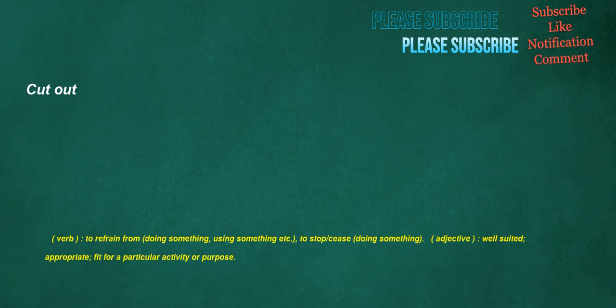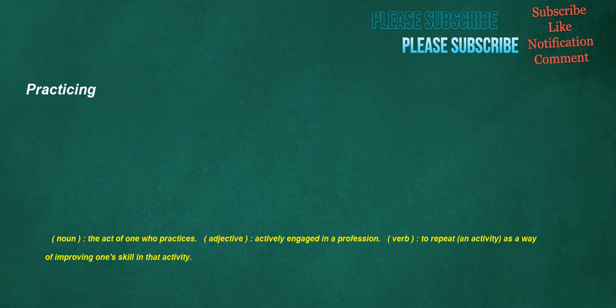Cut out. Verb. To refrain from doing something, using something, etc. To stop, cease, doing something. Adjective. Well suited, appropriate, fit for a particular activity or purpose. Practicing. Noun. The act of one who practices. Adjective. Actively engaged in a profession. Verb. To repeat an activity as a way of improving one's skill in that activity.